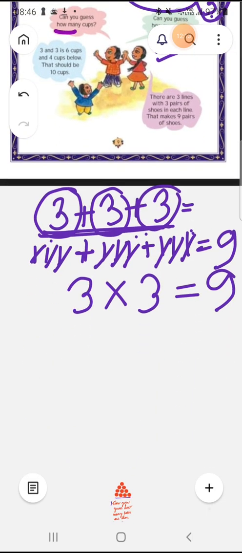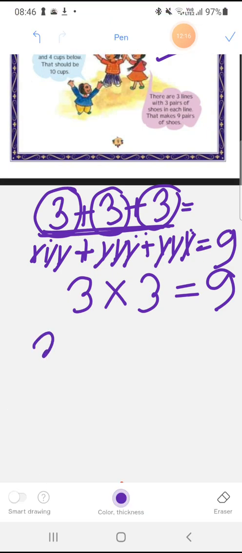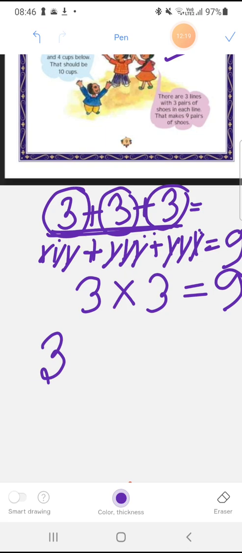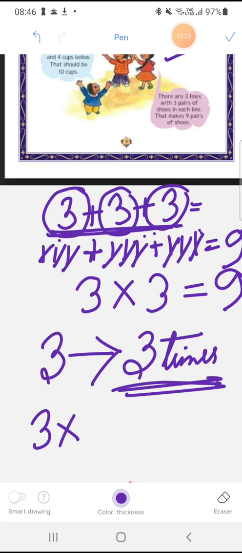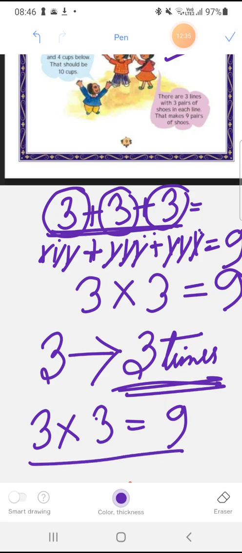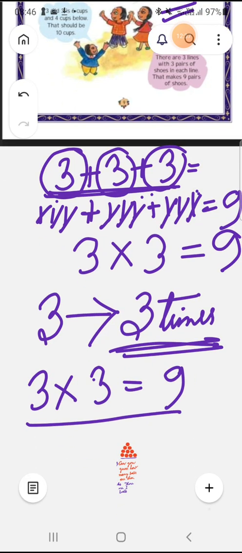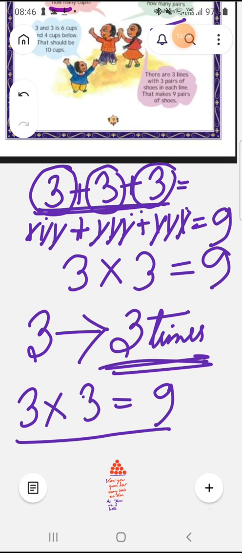3 came how many times? 3 came 3 times. So 3 times. Times means multiplication. So 3 into 3 equals 3 3s are 9. So what will the answer be? How many pairs of shoes are there? Our answer will be 9 pairs of shoes.